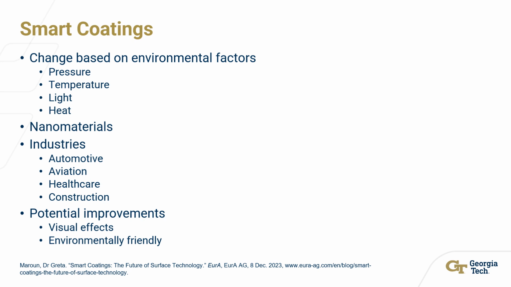These smart coatings are also being used in different industries such as automotive, aviation, healthcare, and construction. In the automotive industry, smart coatings can be used to reduce scratches as well as prevent dirt buildup, as well as change the color of a car's outside surface. The aviation industry can use smart coatings to reduce friction. The healthcare industry can use smart coatings to reduce the number of germs on surfaces. The construction industry can use smart coatings to make buildings more energy efficient.